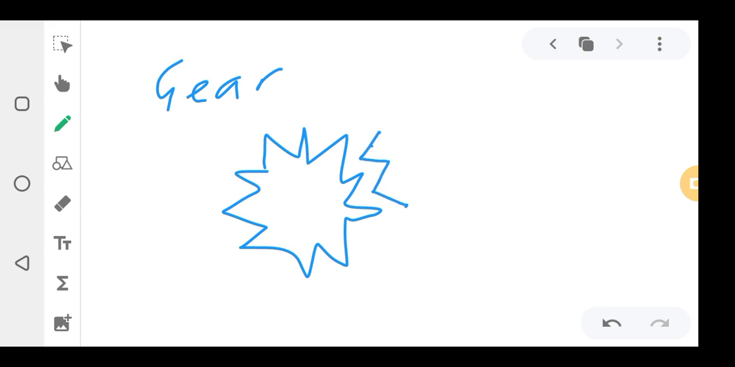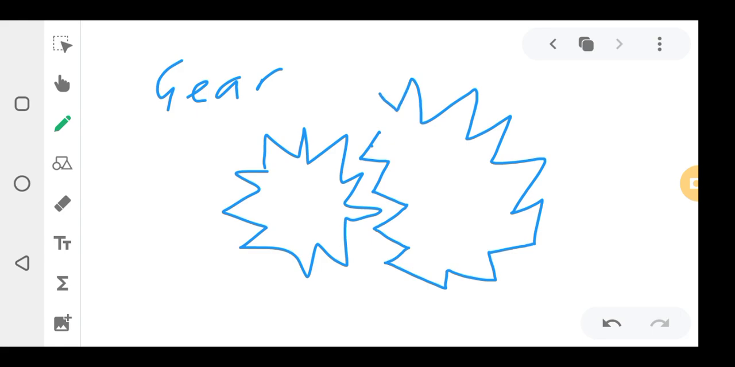And then you find there's another one on this side. You see? They are rotating like this, maybe in this direction. As it rotates, it causes this one to rotate. So they just rotate together. These are gears. These are types of simple machines.